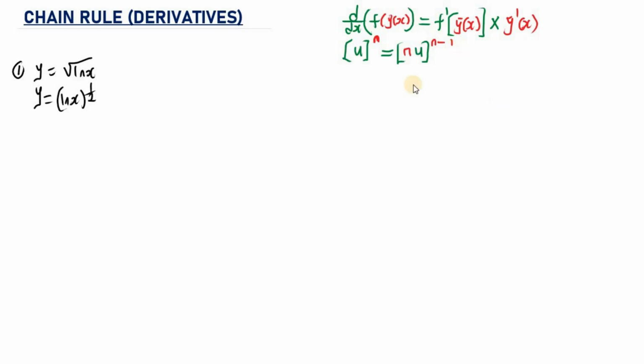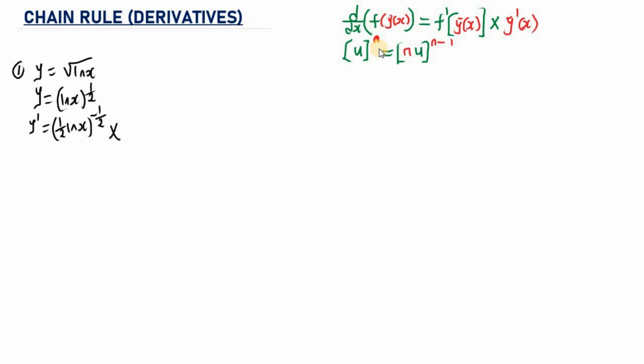Now, as you can see, this is in the form of u raised to the power of n. So it's going to be the power, which is 1 over 2. So y prime, which is the derivative, is equal to 1 over 2, then multiply by ln of s. Then we are going to subtract 1 from the power. So 1 over 2 minus 1 is going to give us negative 1 over 2.